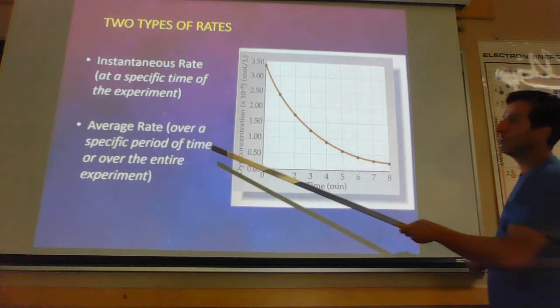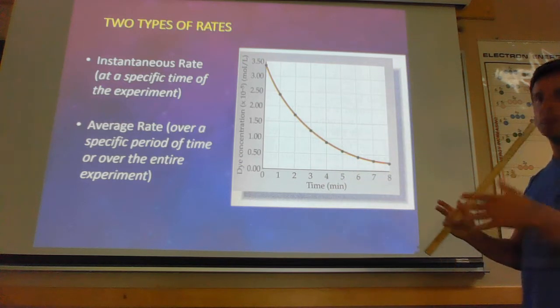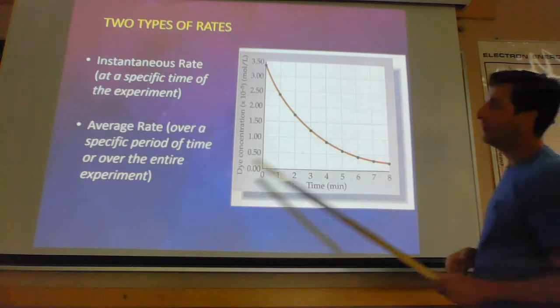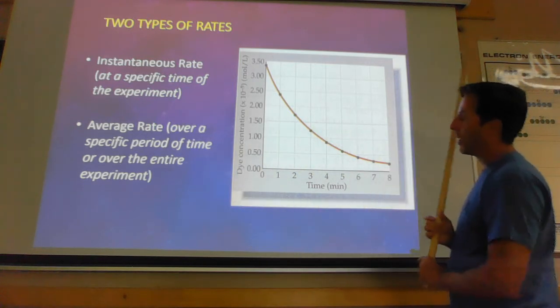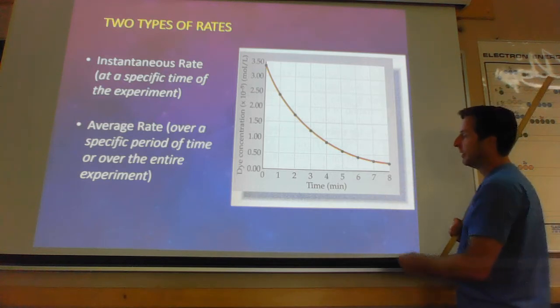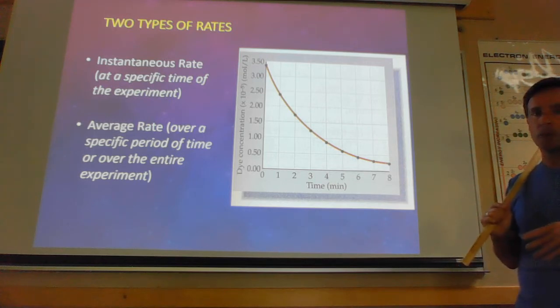The other type of rate that we're going to talk about is the average rate. The average rate is going to be over a period of time where you're going to be given an initial time and a final time. It could be the whole experiment, or it could be the first 5 minutes, or it could be the average rate between 5 and 7 minutes, right? They're always going to give you a range that you have to look at, okay?